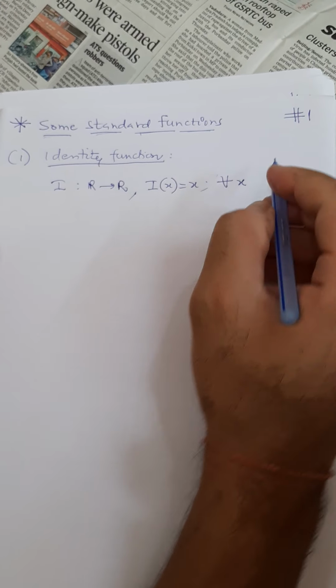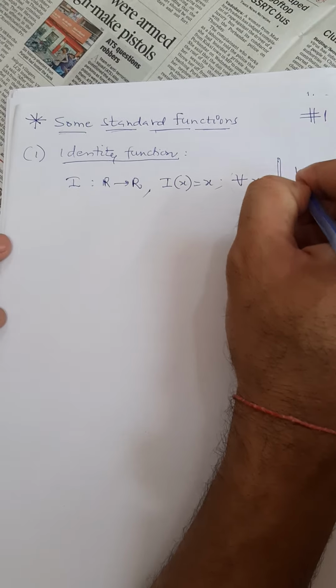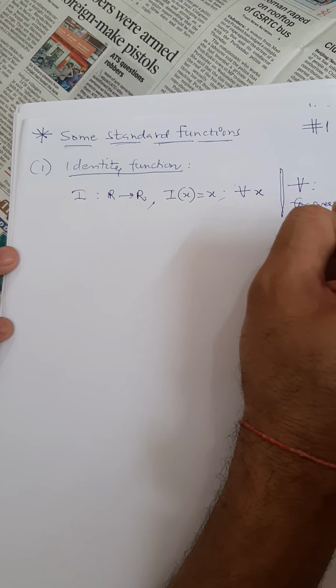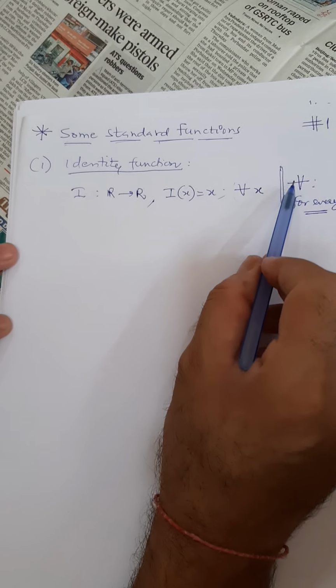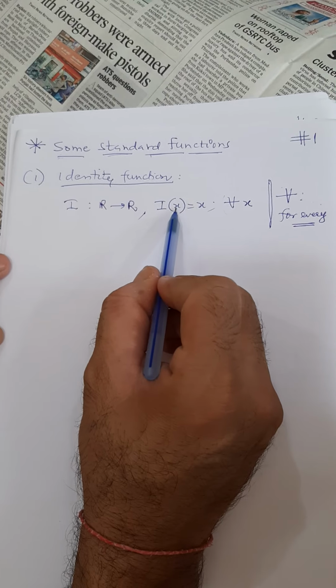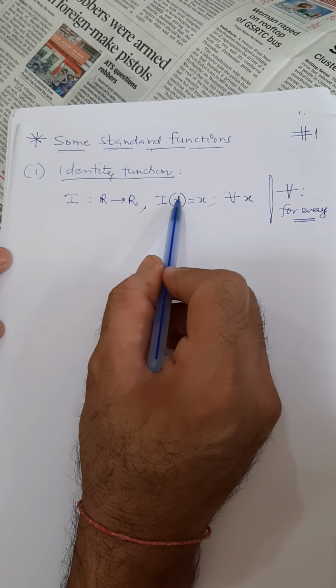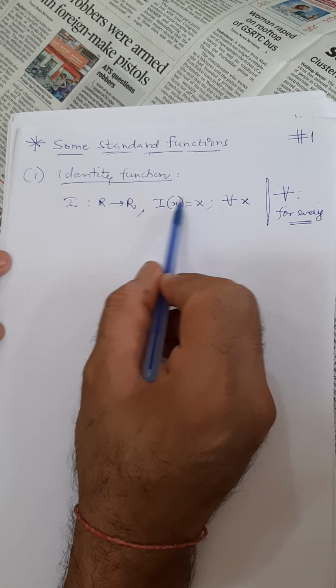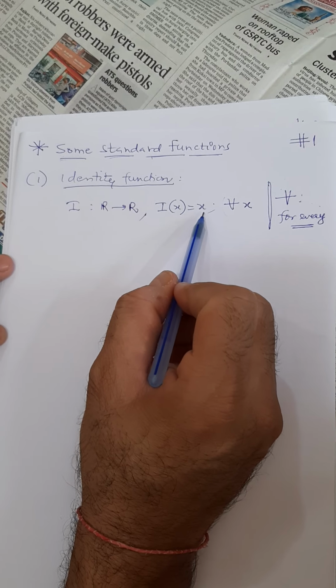This is read as "for every". You may not be knowing, this is a standard symbol; we read it as "for every". So for every x, in this function the image of an element is itself. So this function has no effect.